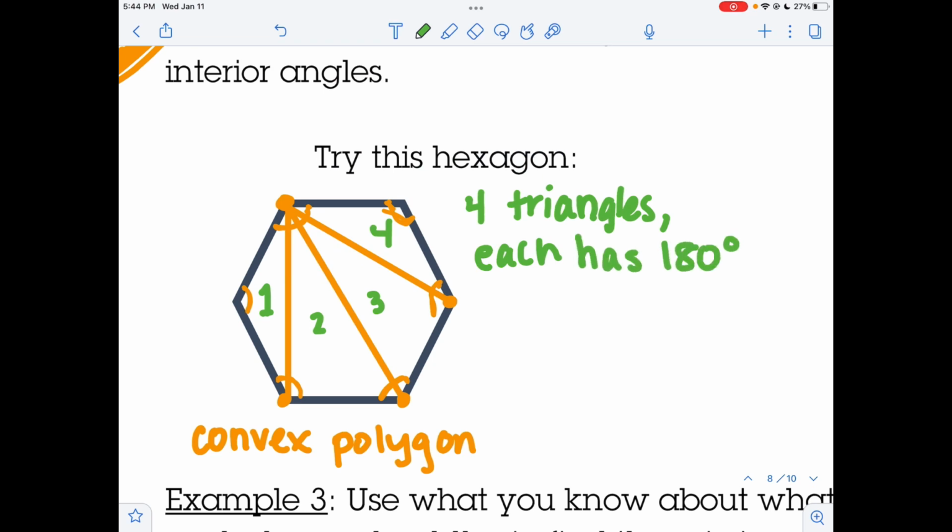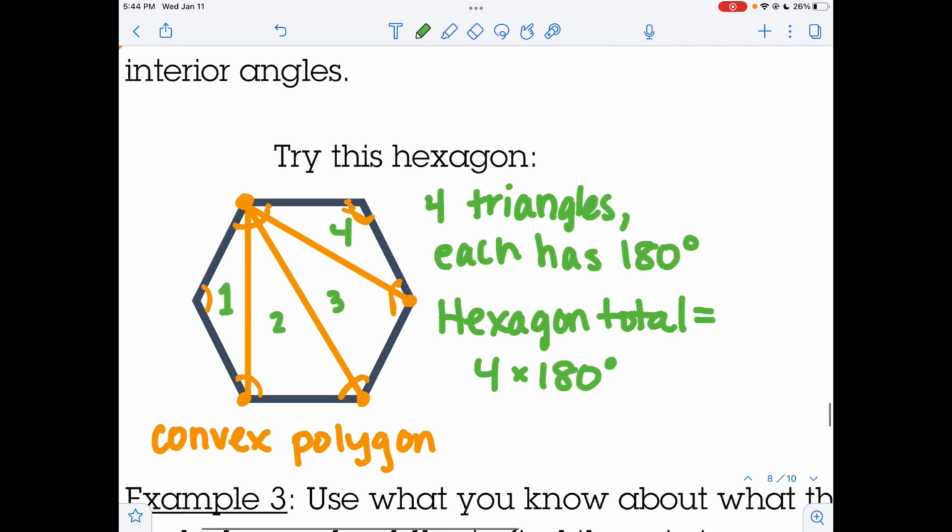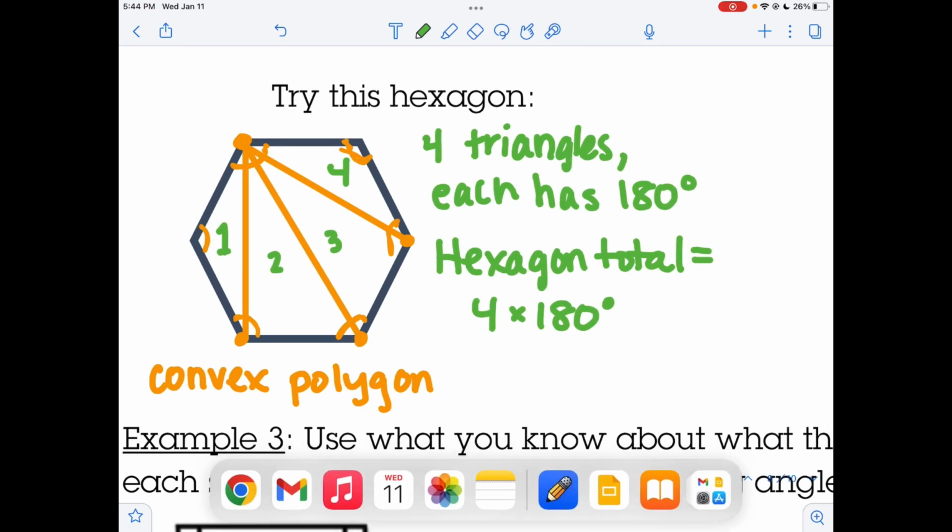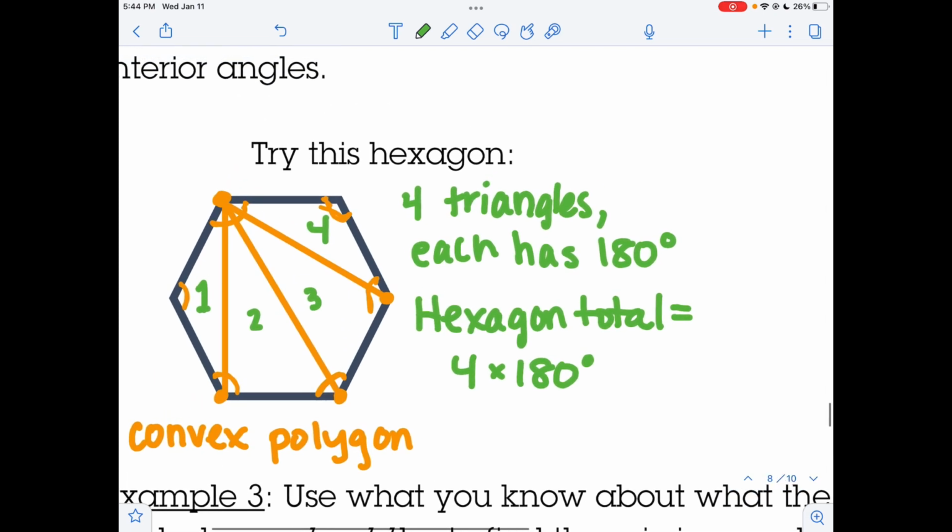So our total for the hexagon is whatever 4 times 180 is. Let's see if I have a calculator available here. Nope, haven't used it in a while. 4 times 180, so let's stack this up so I can do this. 4 times 0 is 0. 4 times 8 is 32. Carry the 3. 4 times 1 is 4, plus 3 is 7. So 720.